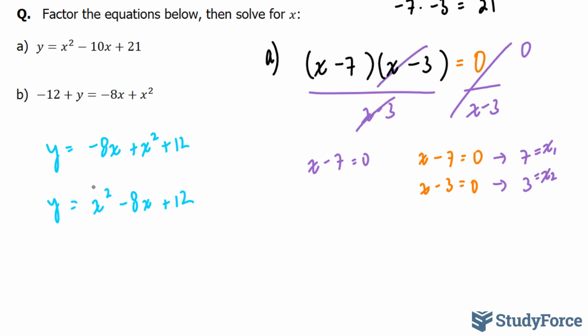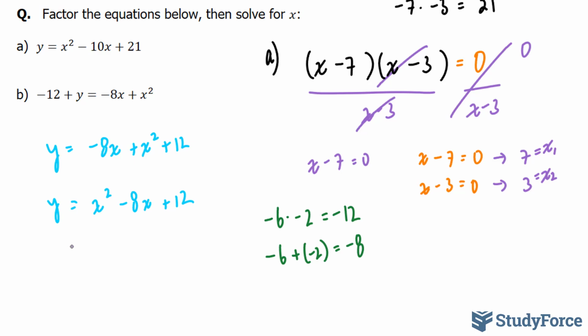Now I have to check if my A term is occupied by any other number than 1. Luckily, it's just the 1, so we can move to the next step. The next step is to find two numbers that will multiply to the C term and at the same time add to the B term. So what two numbers multiply to 12 and add to minus 8? Well, the two numbers that I can think of are negative 6 times negative 2, and negative 6 plus negative 2 gives me negative 8.